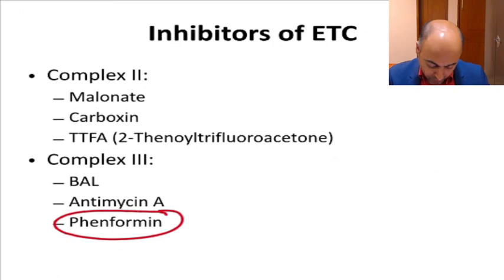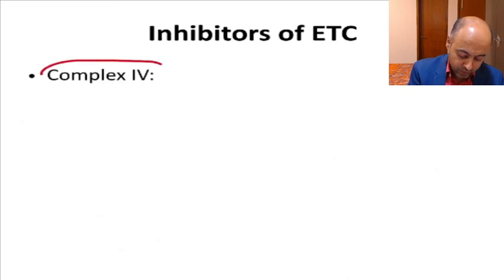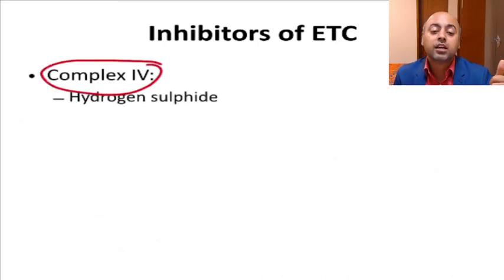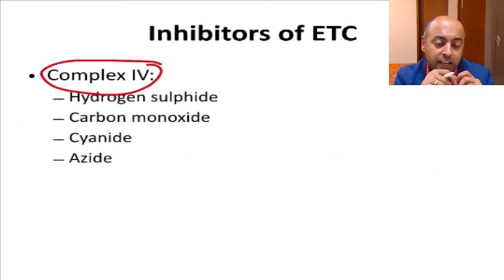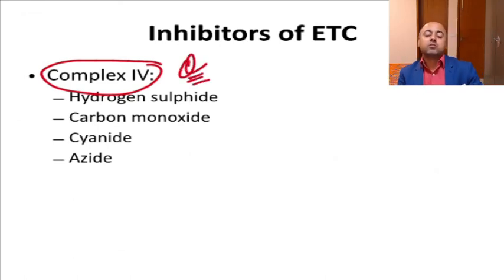But by far for our exam, the most important inhibitors are for complex 4: hydrogen sulfide, carbon monoxide, azide and cyanide. These are the 4 inhibitors of complex 4. Almost always you will get the question from these.